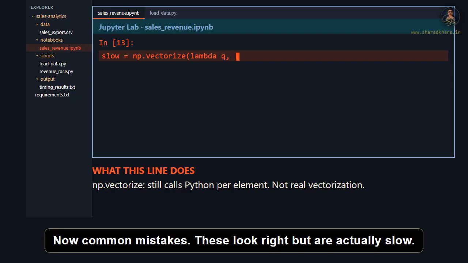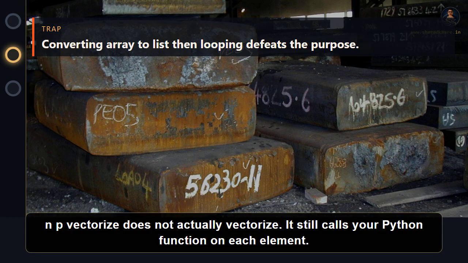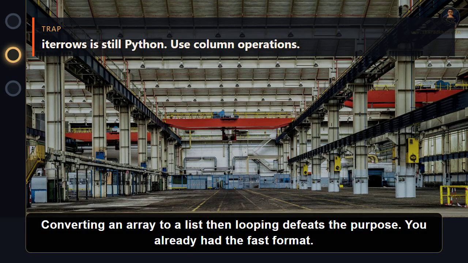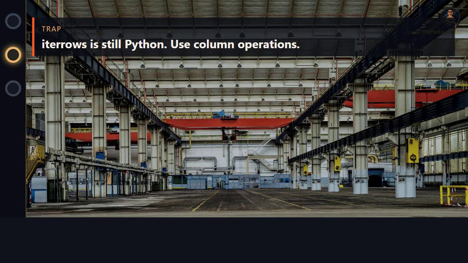Now common mistakes. These look right but are actually slow. np.vectorize does not actually vectorize. It still calls your Python function on each element. Converting an array to a list then looping defeats the purpose. You already had the fast format.